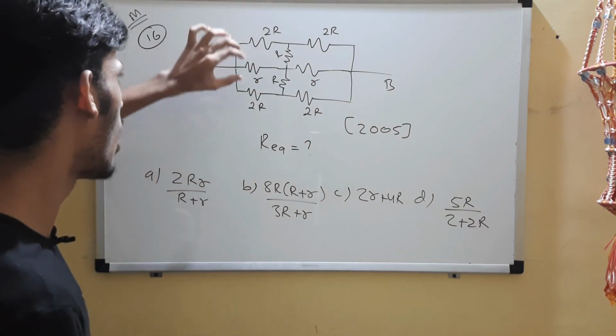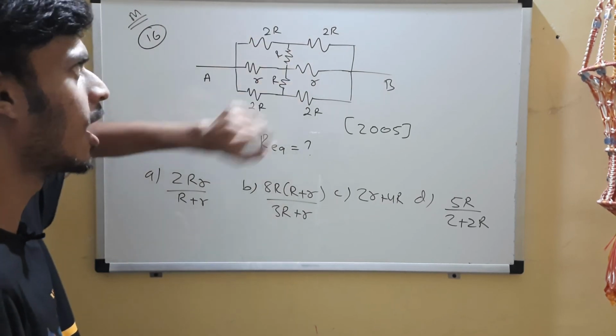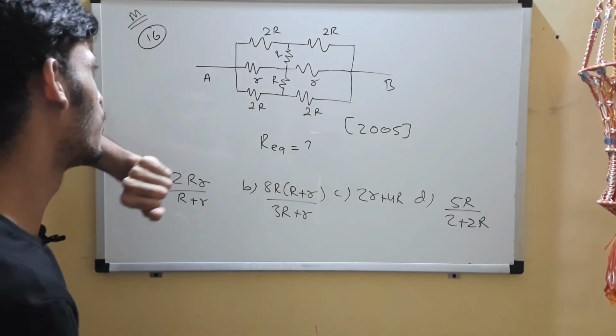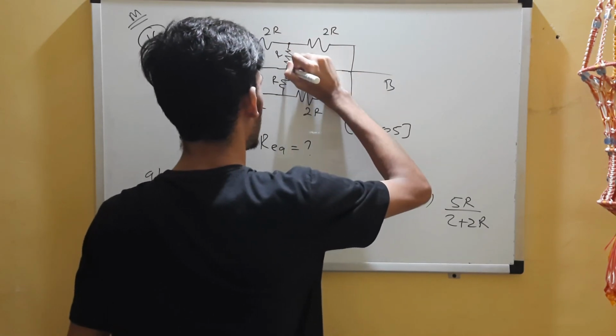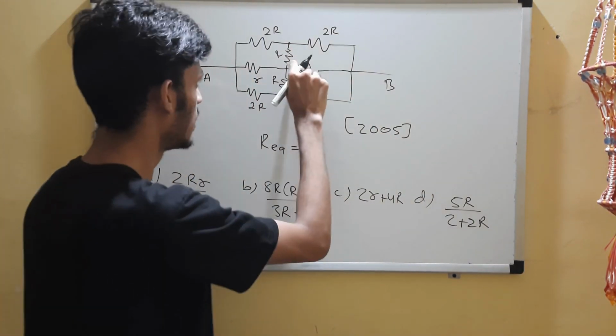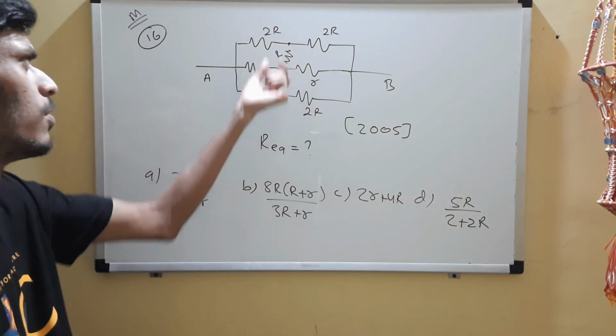You can see that 2R by R is equal to 2R by R, R1 by R2 is equal to R3 by R4. So the potential over here is same as that over here. So this resistance is useless, you can disconnect it. No current will flow in this branch.